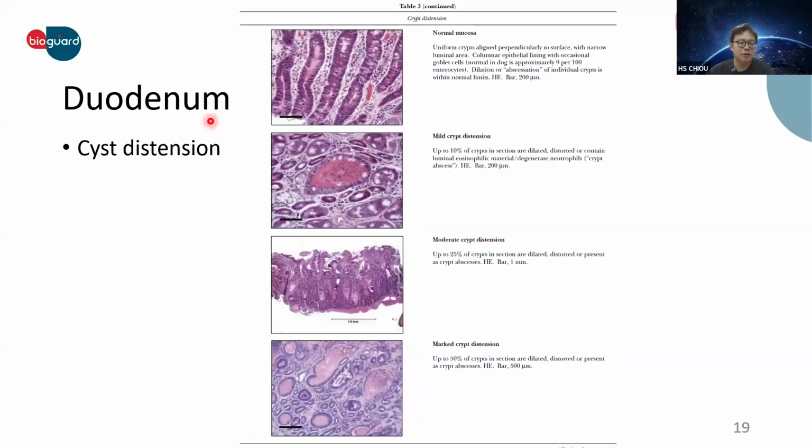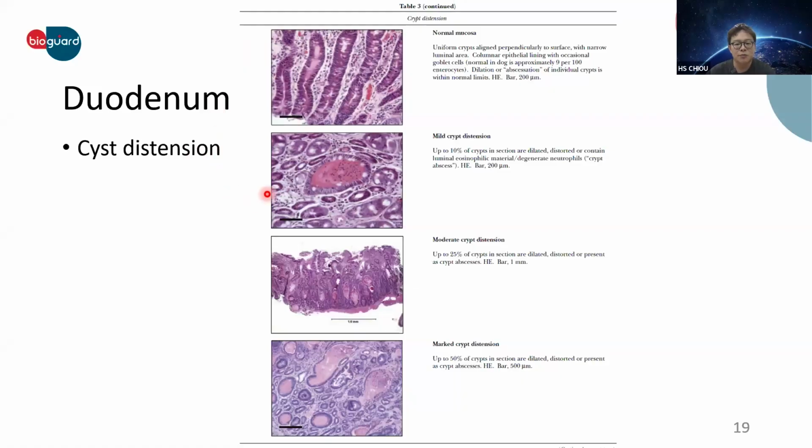This slide demonstrates crypt distension, which reflects epithelial injury and active inflammation. In normal mucosa, crypts are uniform, straight, and narrow, aligned perpendicular to the surface with minimal luminal content.